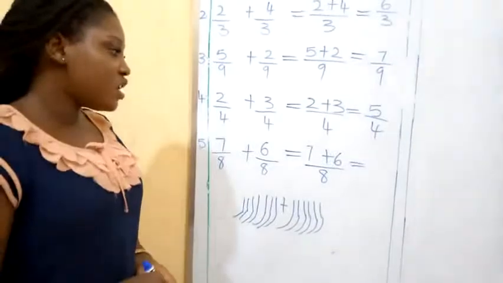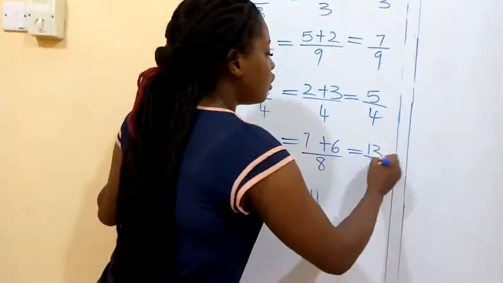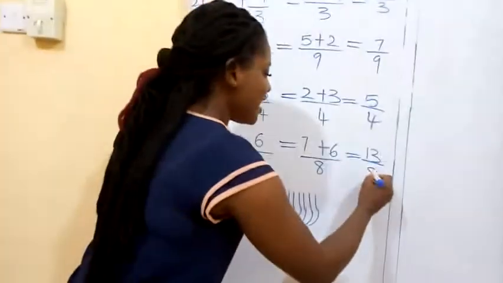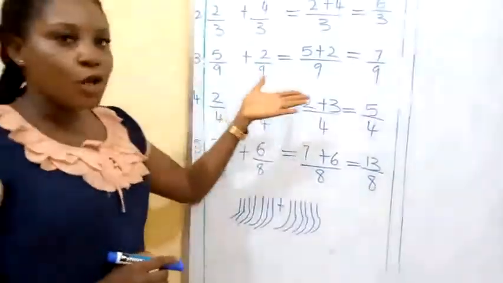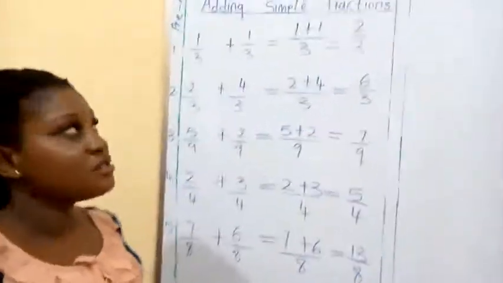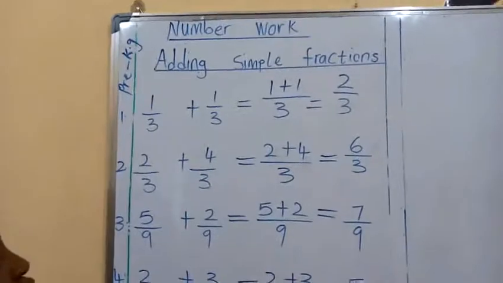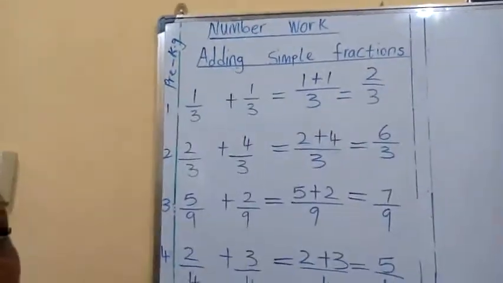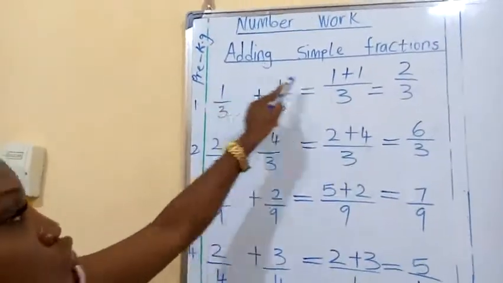13. So our answer is what? 13, all over what? Beautiful. All over 8. Lovely. So what have we done? We have added simple fractions. How did we do that? By adding the two numerators together.